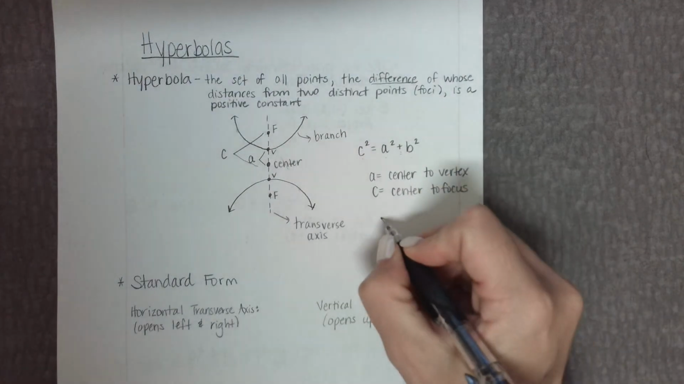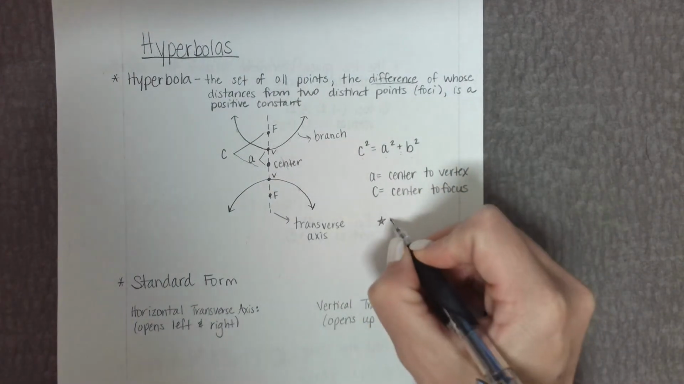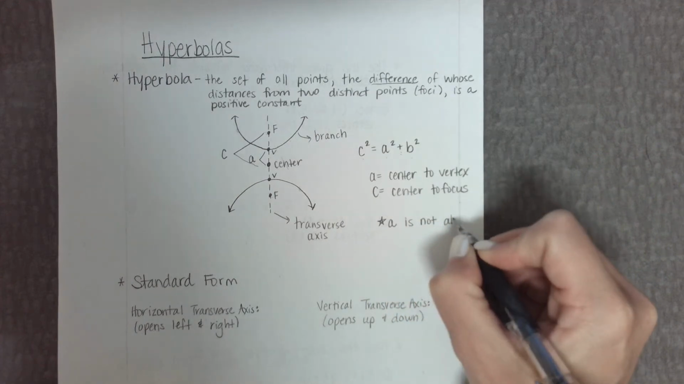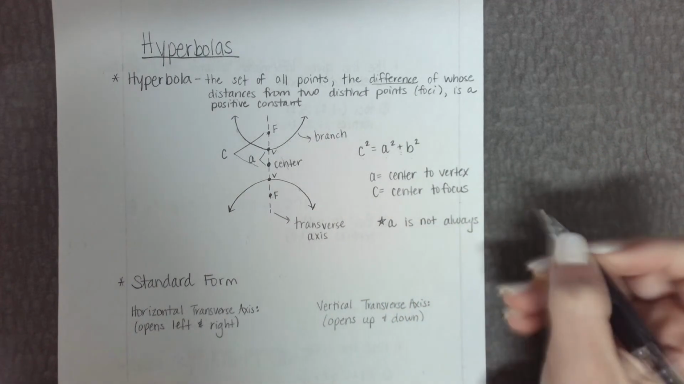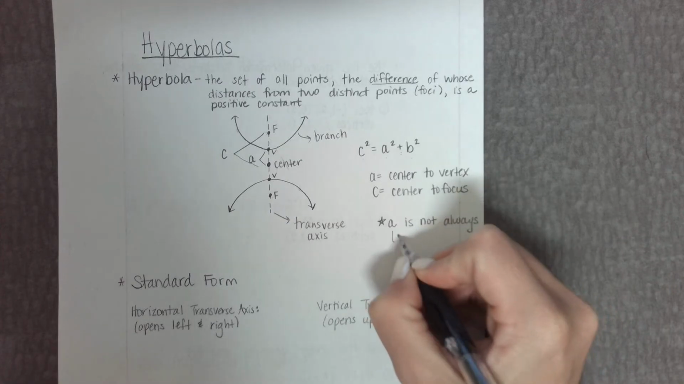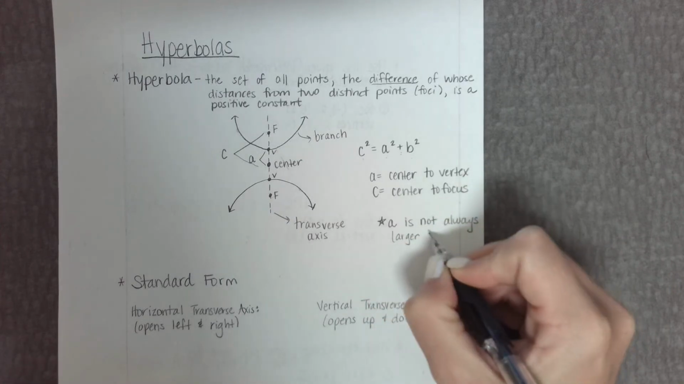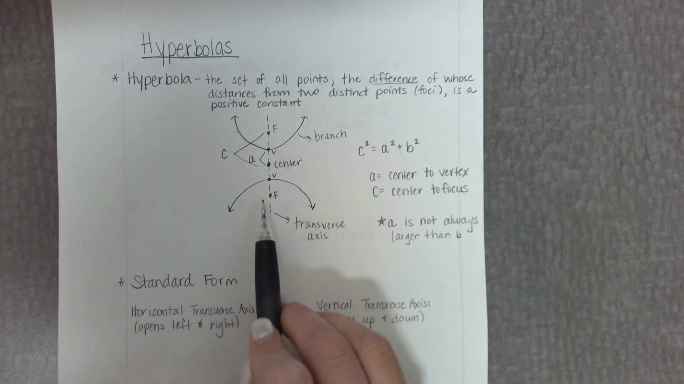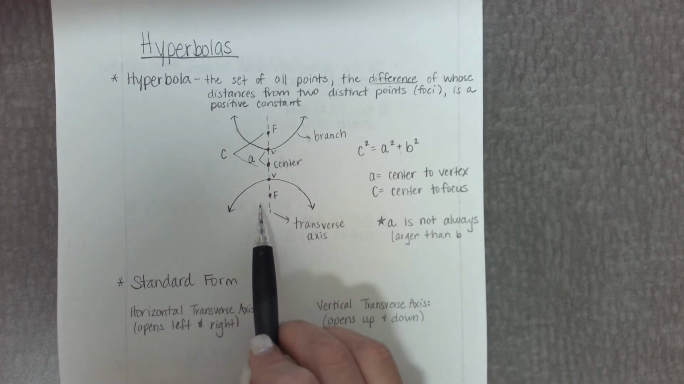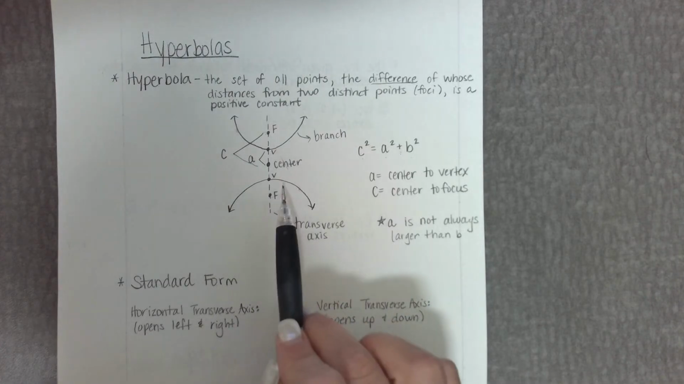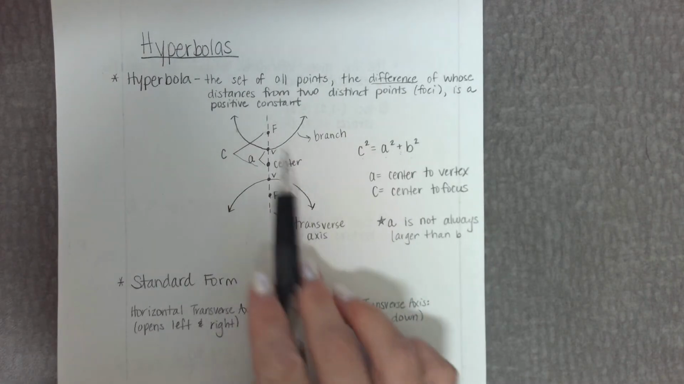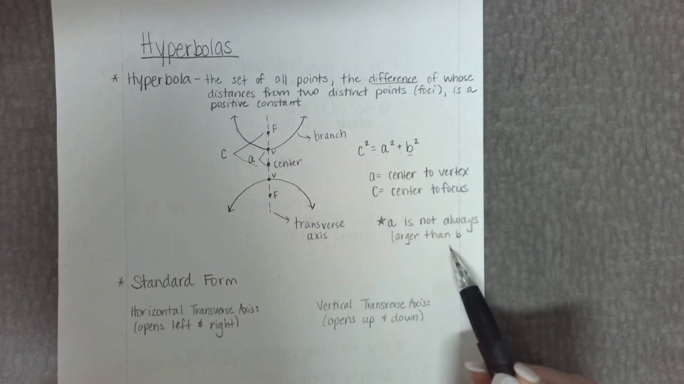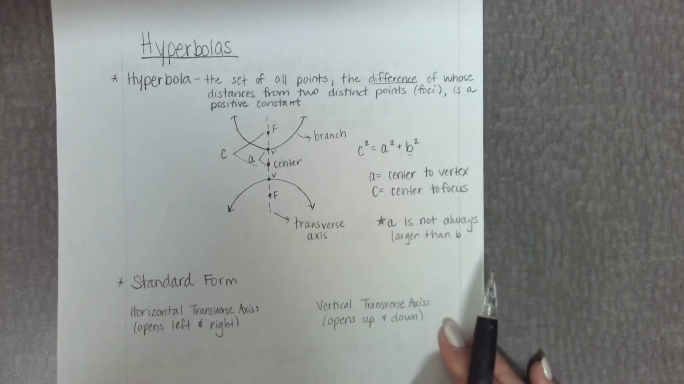Okay, with a hyperbola, it's important to remember that A is not always going to be larger than B, like it is with an ellipse. Now in this diagram, you can't see B, and you won't see B until we actually start graphing slant asymptotes later. But B is applicable to the graph, and it is in the equation right here. But A is not always larger than B in a hyperbola like it is in an ellipse.